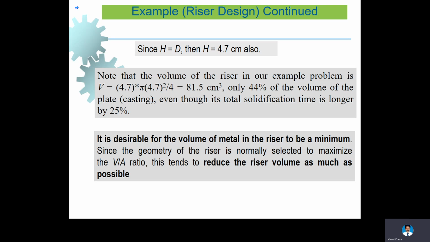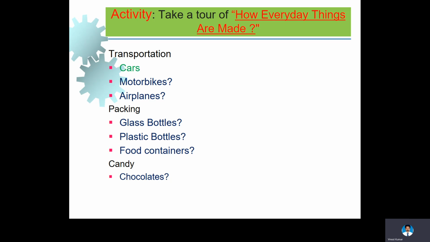Even though the volume of the riser is much lower than the volume of the casting, the time required for solidification of the riser is much more than the time required for the solidification of the casting. This is very important in the case of a casting. Otherwise, metal will get choked and metal will freeze, metal will not flow, will not get a particular shape. These are the important factors in a casting process.